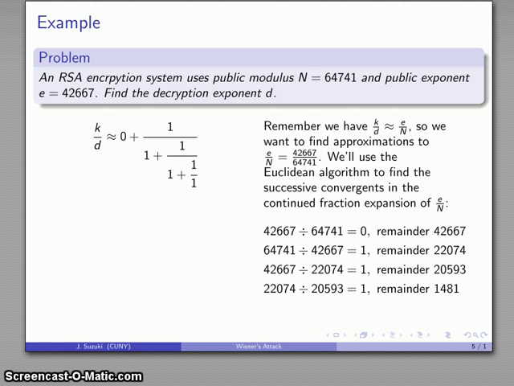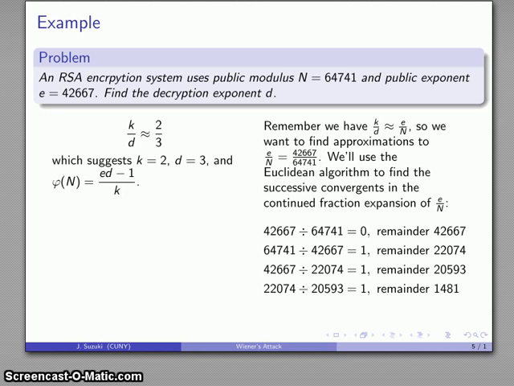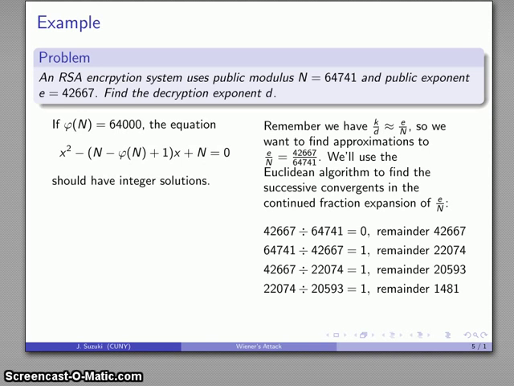Next convergent, 2 over 3, which suggests k equals 2, d equals 3. d is odd, so it passes the first check. Now we'll make sure that (ed minus 1) over k, our proposed value for phi of n, is a whole number, and it turns out it is. So we've passed both checks: d is odd, phi of n is a whole number, and now we check to see if our corresponding quadratic equation has integer solutions.